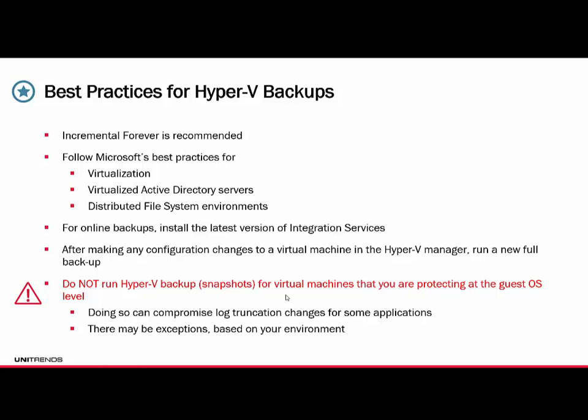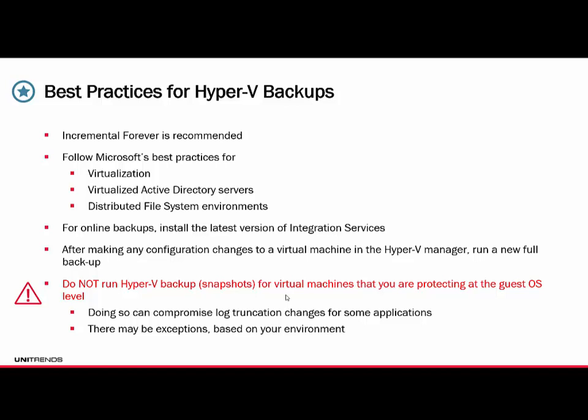For online backups, install the latest version of integration services. We called that out earlier. If you want to avoid downtime with your servers, make sure you've got integration services turned on. After making any configuration changes to a virtual machine in Hyper-V Manager, run a new full backup. It's going to prompt you in most cases within the Unitrends appliance that something has changed in the configuration and it needs to promote the next scheduled backup to a full. But you want to avoid that error and the delay. You know you made the change. Turn around and run a full backup.